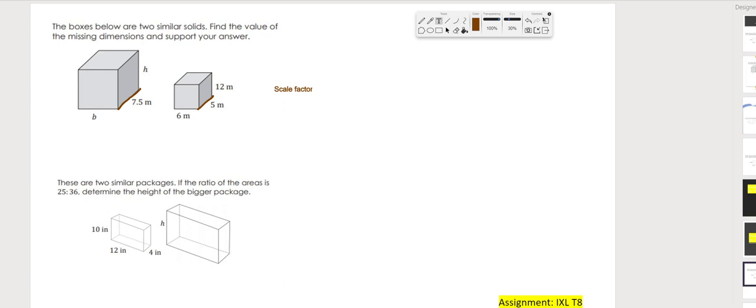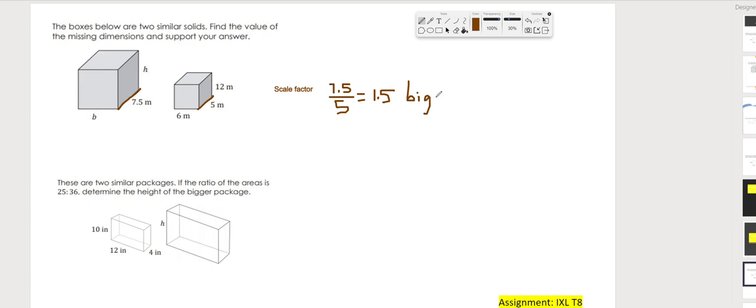To find the scale factor, remember we have to divide. The bigger box, of course, is bigger, so the way I want to set it up is 7.5, to see how much bigger it is than the other one. So you do 7.5 divided by 5, and this is just to find the scale factor. 7.5 divided by 5 gives me 1.5. This means that the bigger box is 1.5 times bigger.